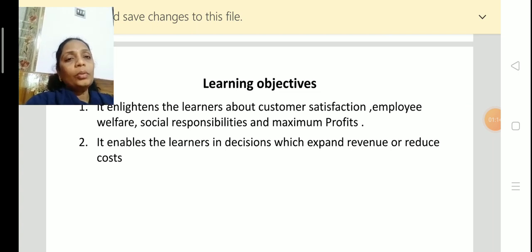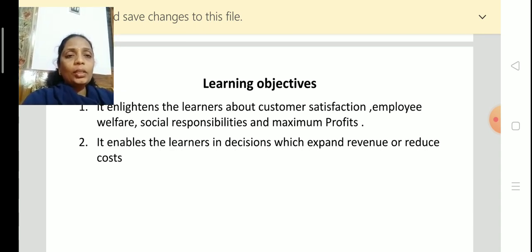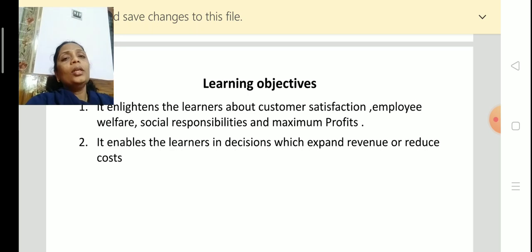Now let us discuss the learning objectives of this session. We have studied both profit management and capital budgeting concepts. One learning objective is that it enlightens the learner about customer satisfaction, employee welfare, social responsibility, and maximum profit. The second learning objective is that it enables the learner to make decisions which expand revenue or reduce cost.